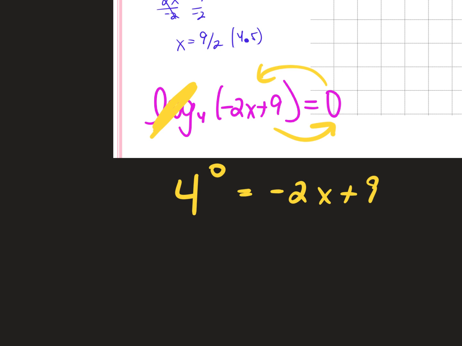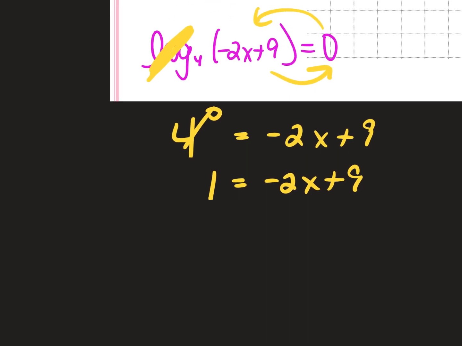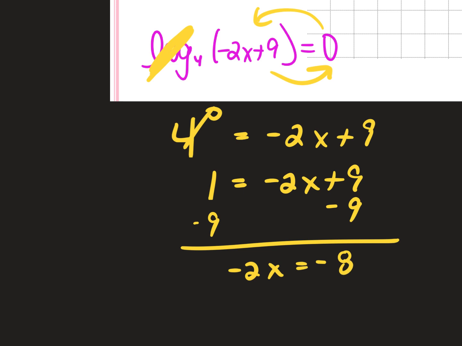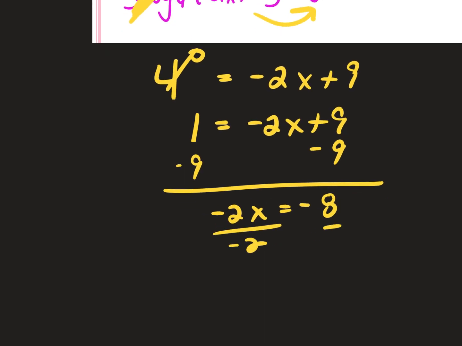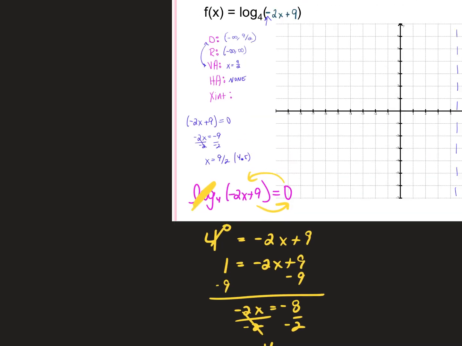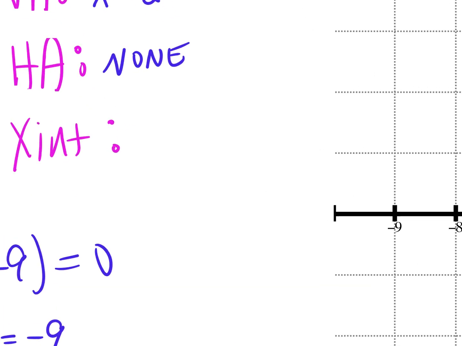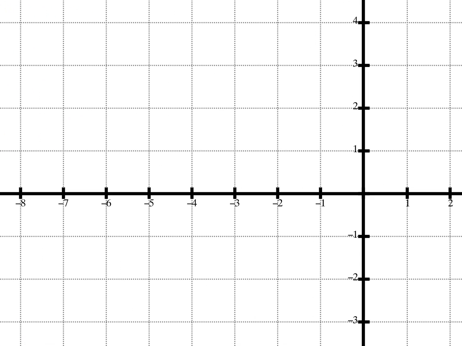What is 4 to the 0 power? 1 equals negative 2x plus 9. So now what? Okay, subtract 9. So negative 2x equals negative 8. Divide both sides by negative 2. What's x equal? Okay, so how would you write your x-intercept? 4, comma, 0. Perfect. So I'm going to come over here to 4.